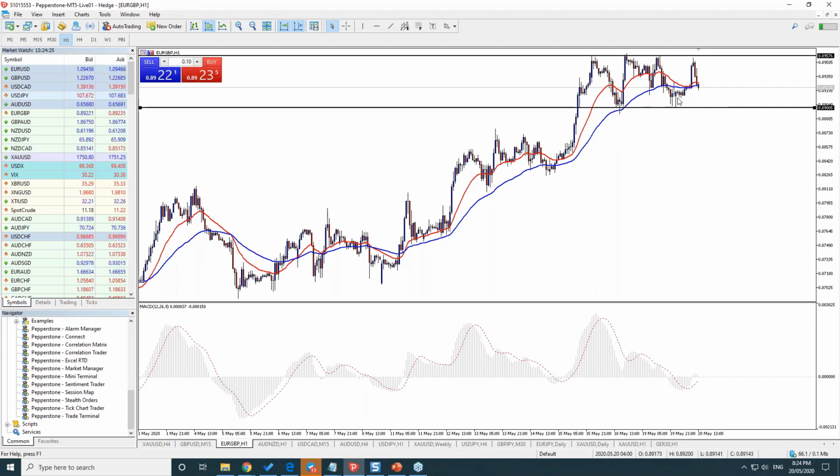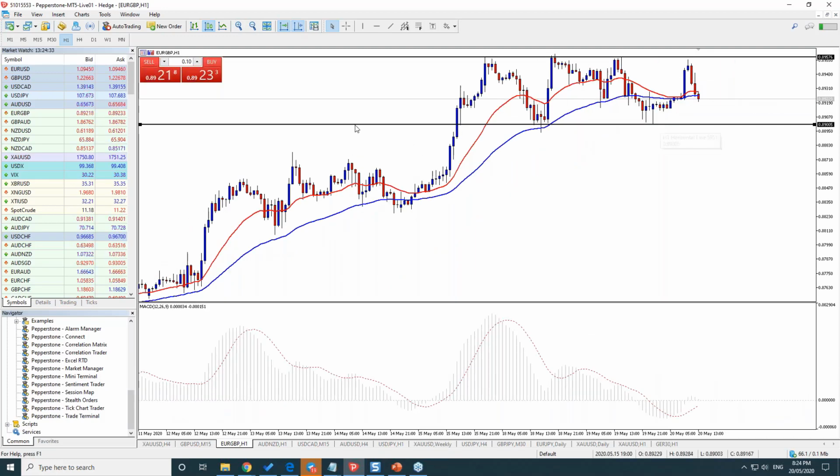And this is a nice little buy off support test, nice little bullish hammer again off the support. Now remember, a bullish hammer or pin bar or whatever you want to call it, basically is not good enough by itself.